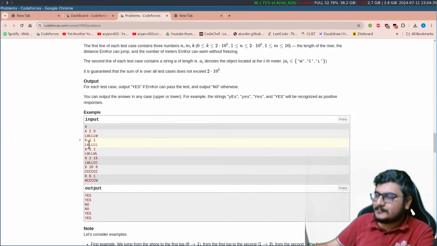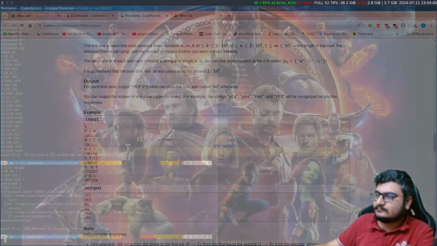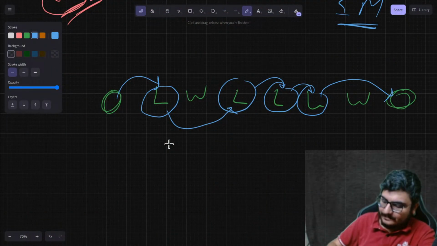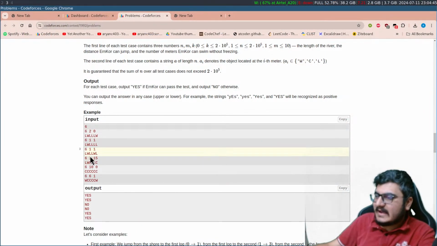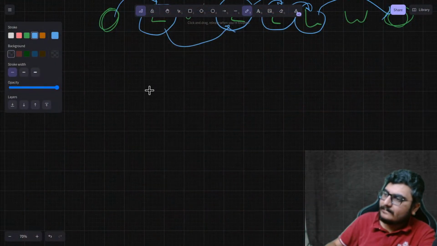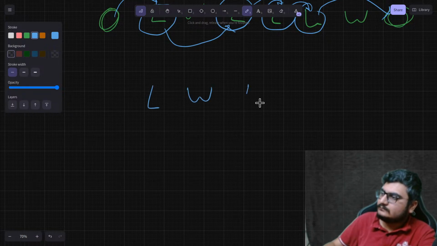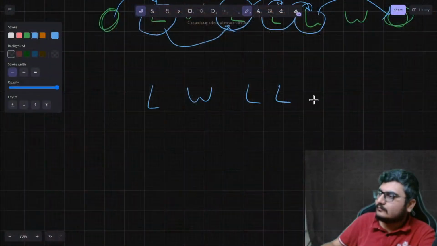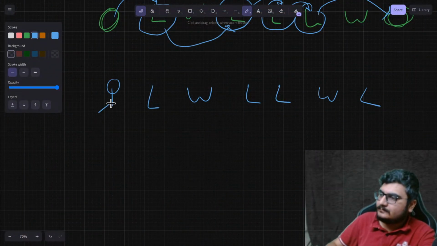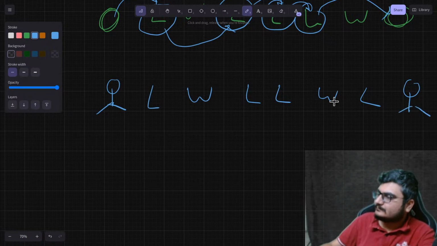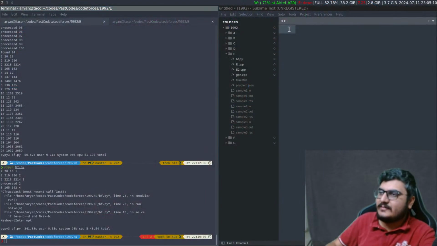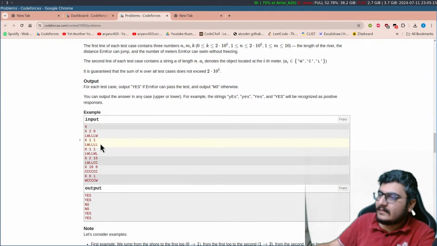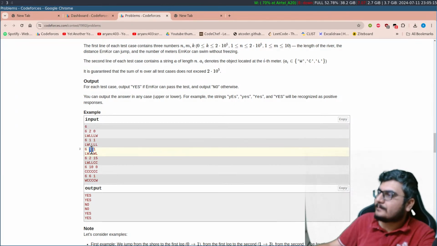Someone asked to explain the third test case. The third test case is LWLLWL. We are here and we want to reach here. What we can do is swim in water only once because k is 1 in the third test case. And we can also make a jump of only size 1.